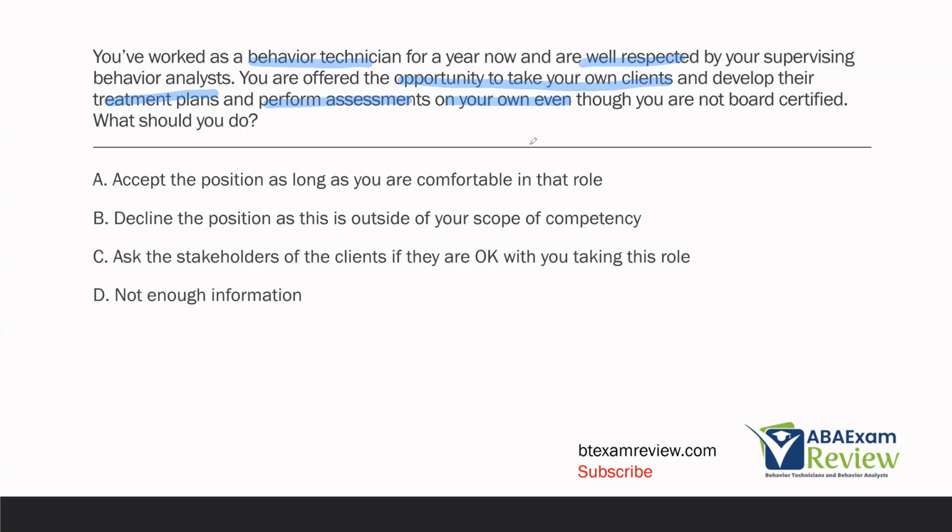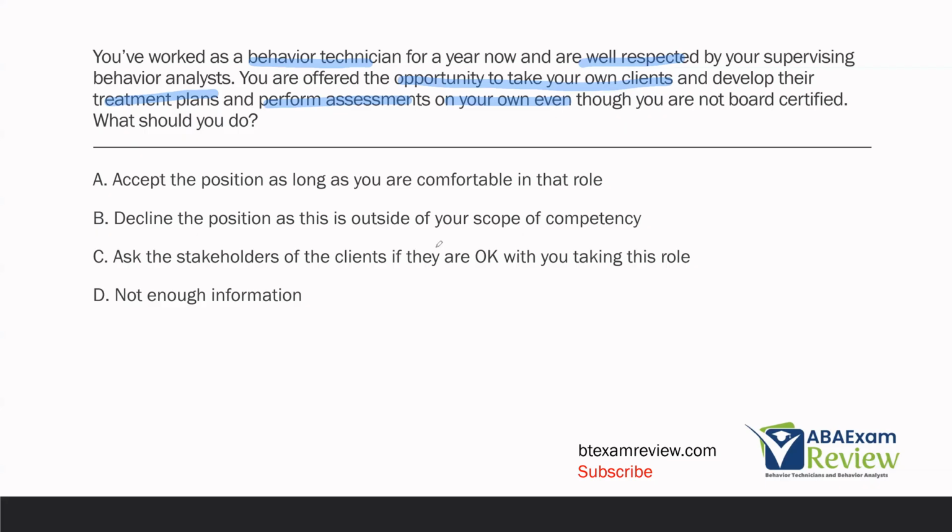So what should you do in this situation? A, accept the position as long as you're comfortable in that role. You would not be remaining ethical if you took this role. You're doing a disservice to your client and to yourself if you take on this role, which is out of your competency and scope. You're not licensed and you're not board certified. So you can't take on this role.